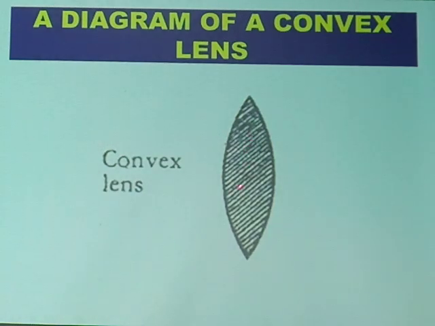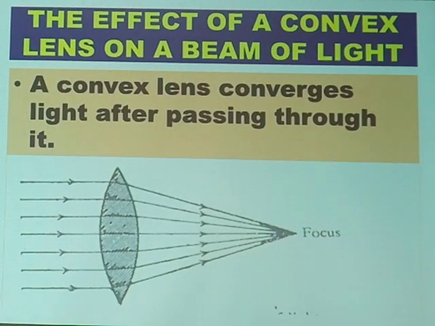Then check the middle part shaded. It is thicker in the middle. The center is thicker, then the edges here are thinner. Are we together? So that is basically how a convex lens looks. Whenever you see this drawn somewhere, you must know it's a convex what? Lens. And whenever you want to identify what it is, basically this is a convex what? Lens.